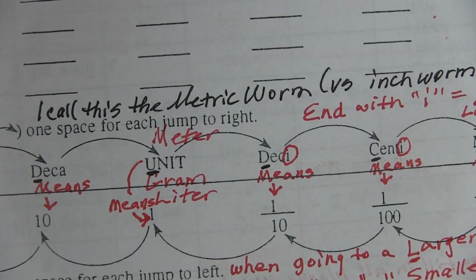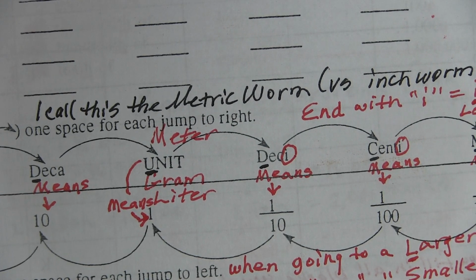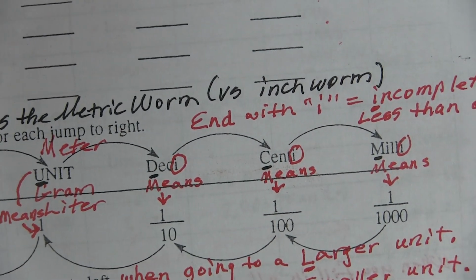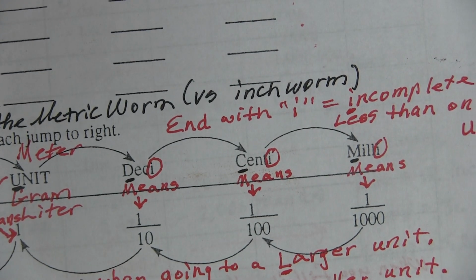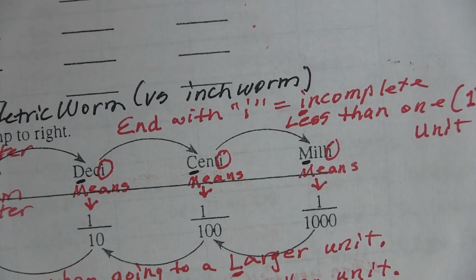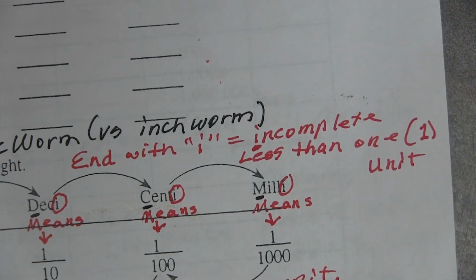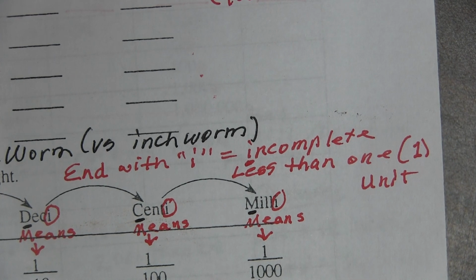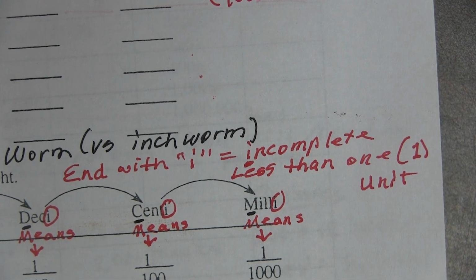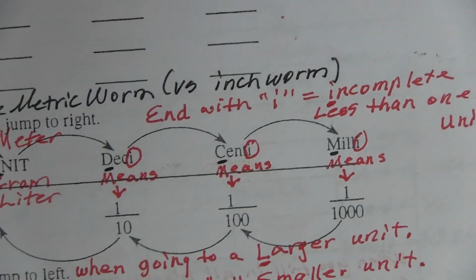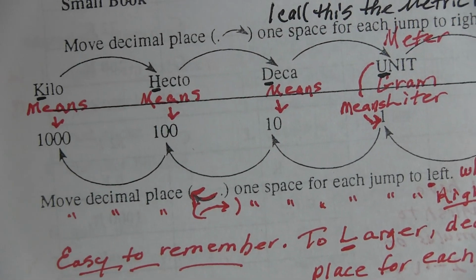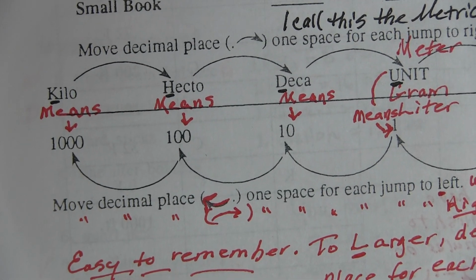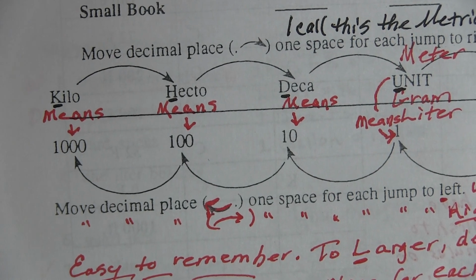Deci, underline the D and circle the I. And that means 1/10. Centi means 100th and circle the I. Milli means 1,000th. And here's the key to it right here. All the terms that end with an I, this is a corny crutch, incomplete, meaning they're less than 1 unit. And you kind of need to know the order, and I've given you a corny crutch down here. That's why I had you underlining the first letter.